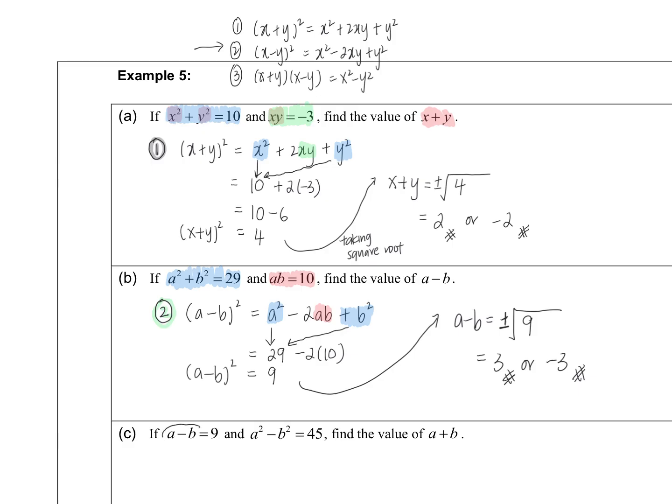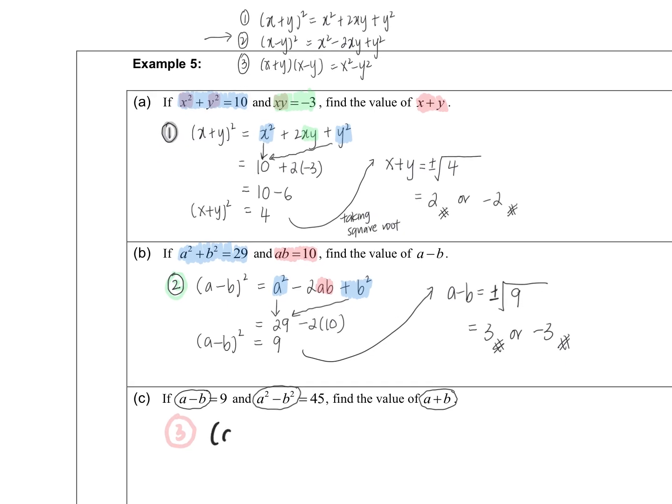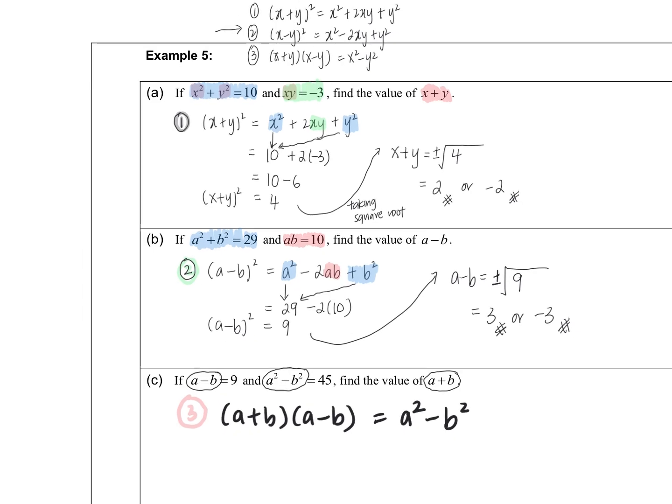Okay, last one. A minus B, A square minus B square, and A plus B. Which one should I use? 3, right? So I should be using number 3. So I just copy the formula: A plus B, A minus B, A square minus B square. That's the formula you are supposed to memorize. So I plug in the values I know.